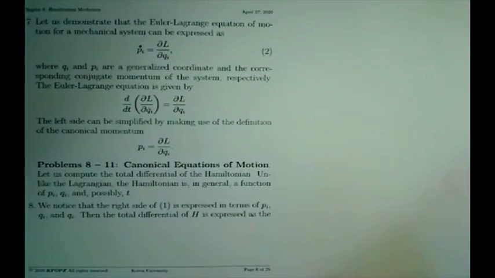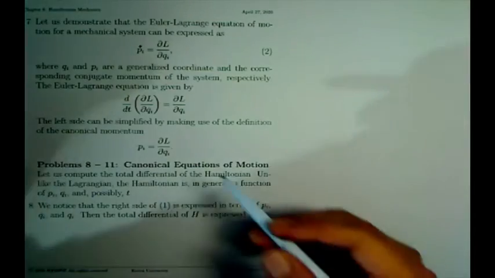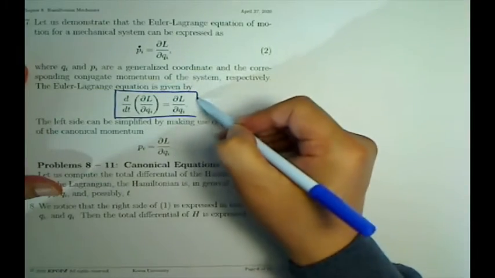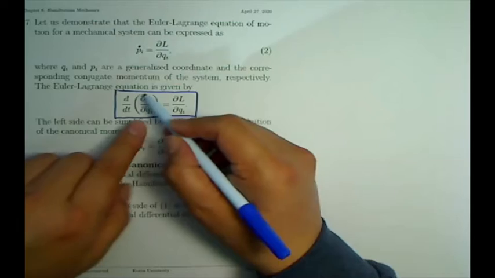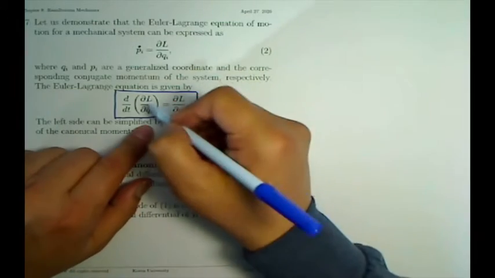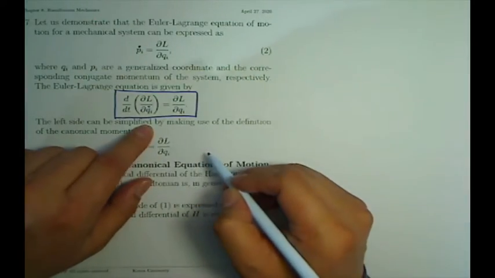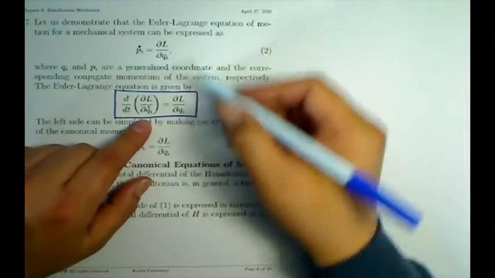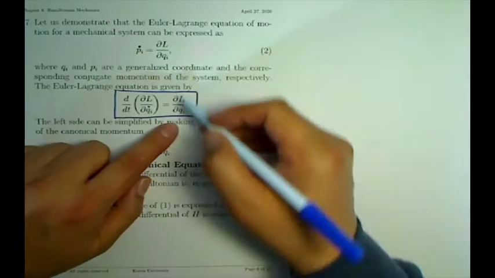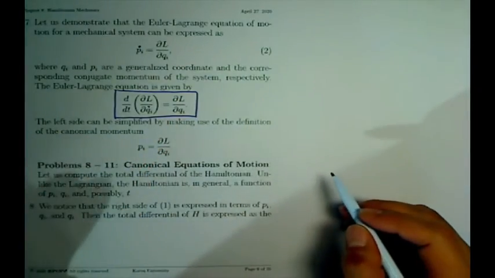In the case of the Euler-Lagrange equation, we had this kind of form. This is the Euler-Lagrange equation for the generalized coordinate. And here, this is actually the conjugate momentum. So this is pi dot, and the right hand side is the partial derivative of the Lagrangian with respect to the generalized coordinate.